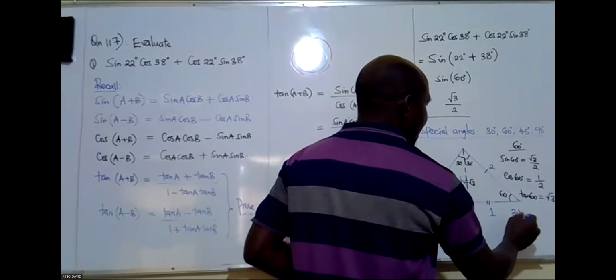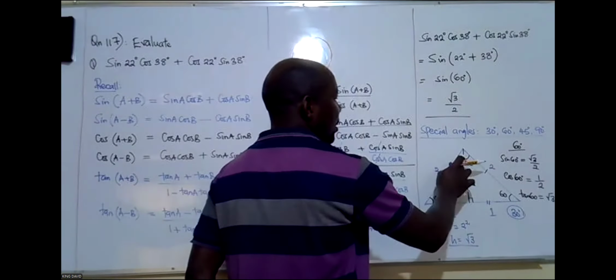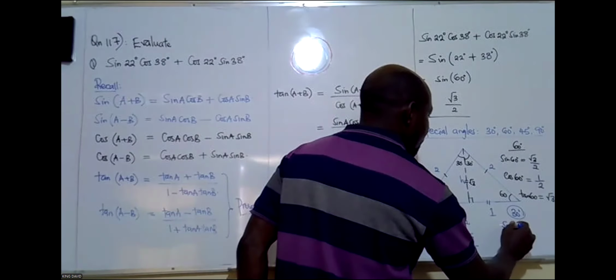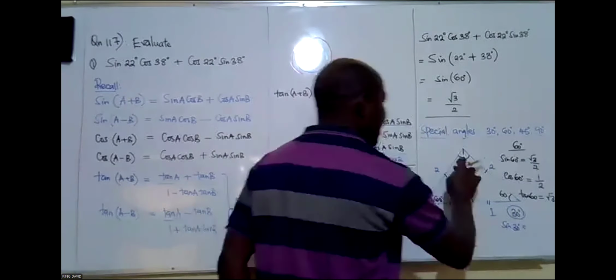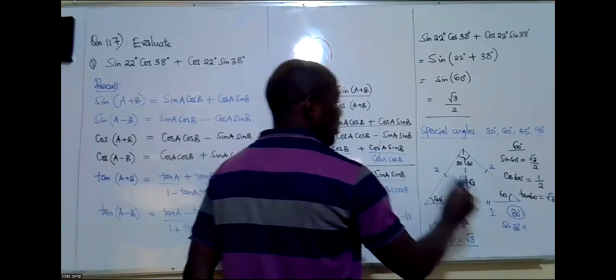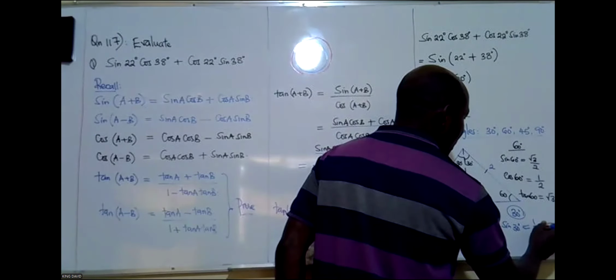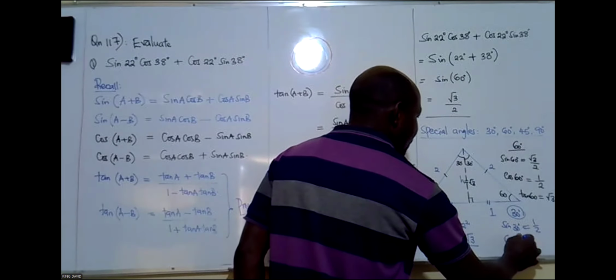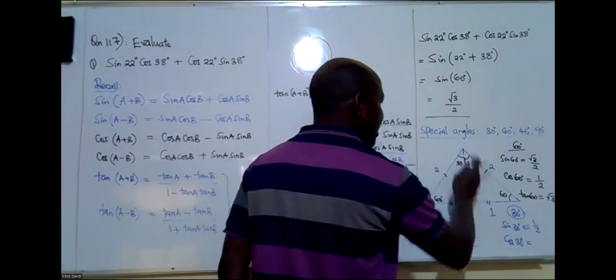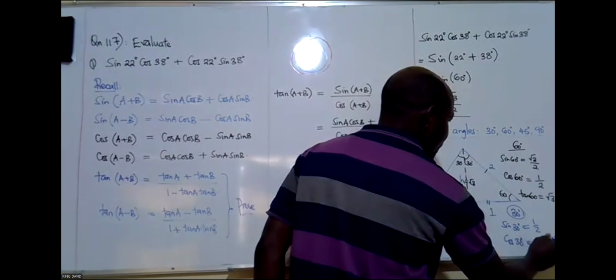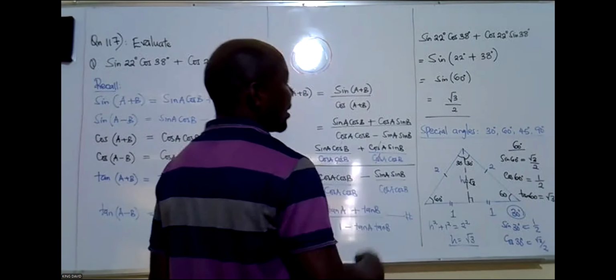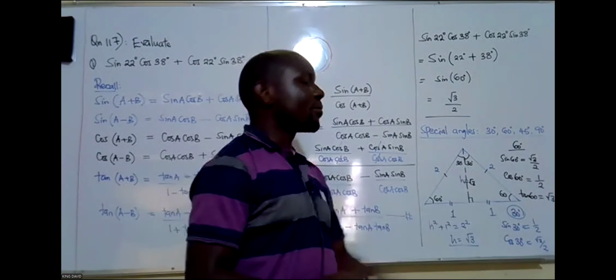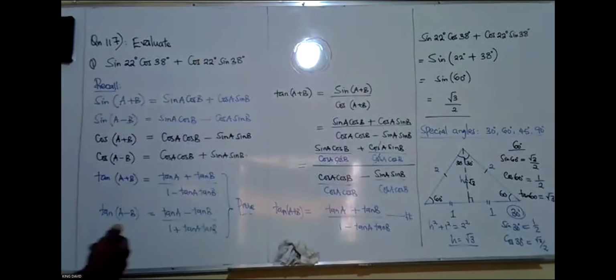Then in case you're looking at 30 degrees here, the sine of 30 is the opposite, which is 1, out of the hypotenuse. Opposite to 30 is 1. That is 1 out of 2. The cos of 30 is the adjacent to 30, which is root 3, out of the hypotenuse, which is 2. And then the tan is 1 out of root 3. Okay? That is for 30 and 60.